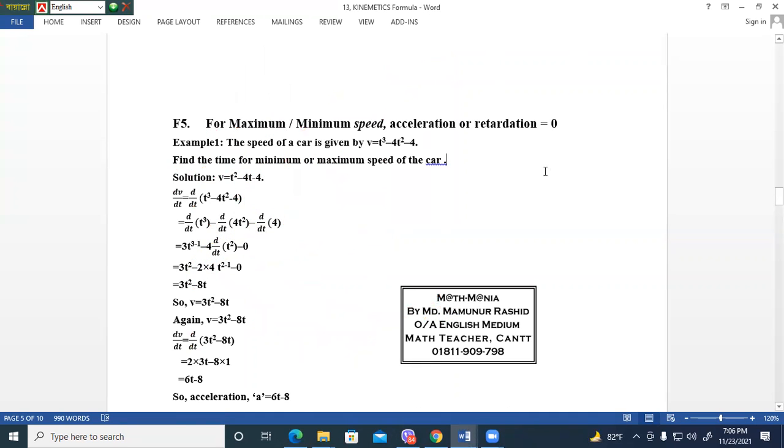The same type of questions once again. For maximum or minimum speed, acceleration or retardation is 0. First time I told you for maximum distance, speed is 0. This time for maximum or minimum speed, acceleration or retardation is 0. Very simple. The speed of a car is given by v equals t cube minus 4t square minus 4. Find the time for minimum or maximum speed of the car.